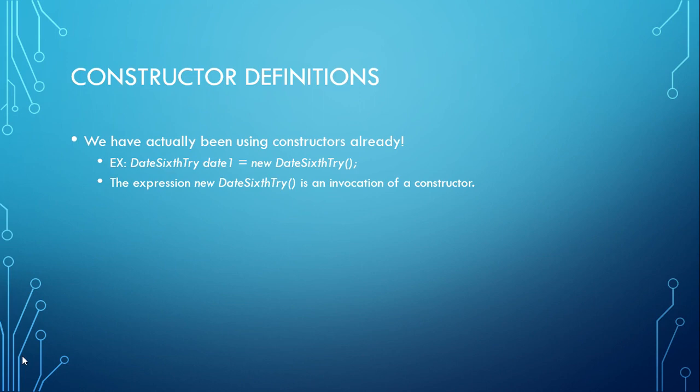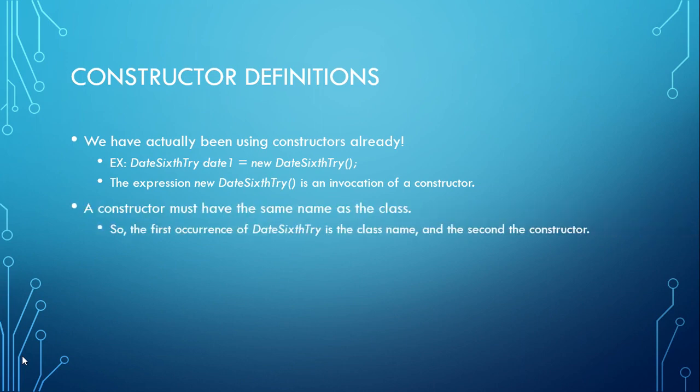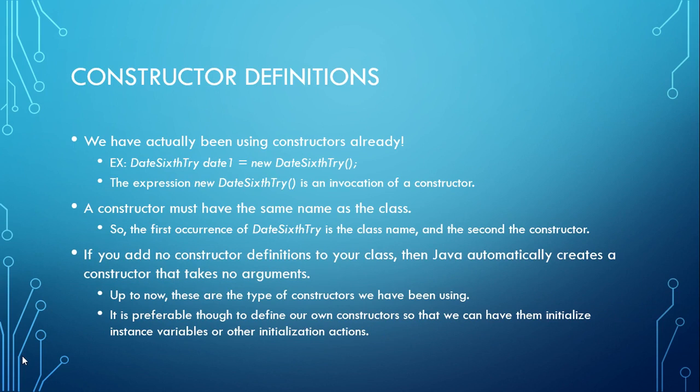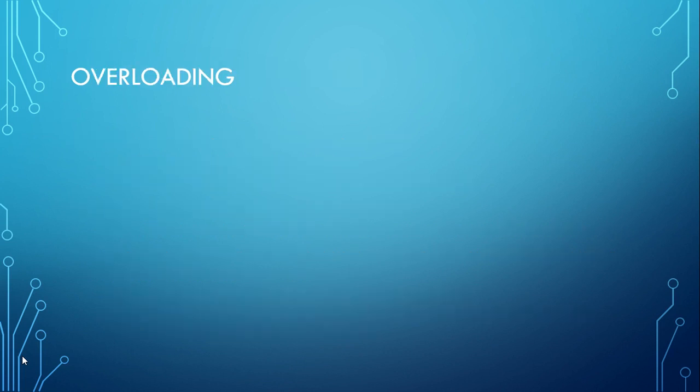Now, the expression new Date6Try is an invocation of a constructor. A constructor must have the same name as a class. So the first occurrence of Date6Try is the class name, and the second, the constructor. If you add no constructor definitions to your class, then Java will automatically create a constructor that takes no arguments. Up to now, these are the type of constructors we've been using. Though, one thing to note, it is preferable to define our own constructors so we can have them initialize the instance variables or perform other initialization actions.